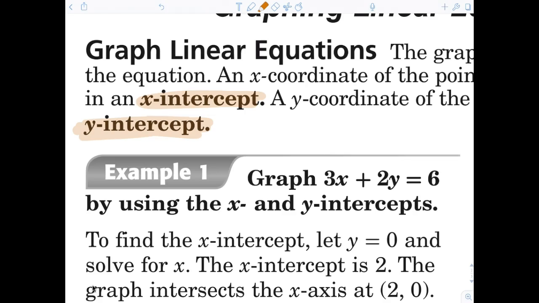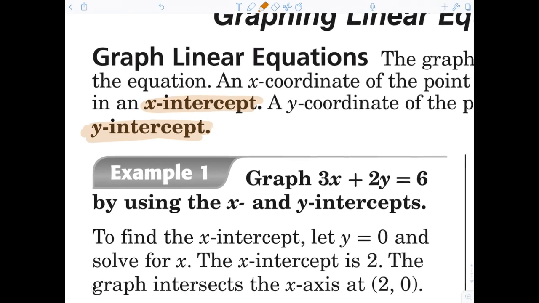Now the next thing I want you to write down is this. This will help you out. The x-intercept is defined as x comma 0. The y-intercept is defined as 0 comma y.